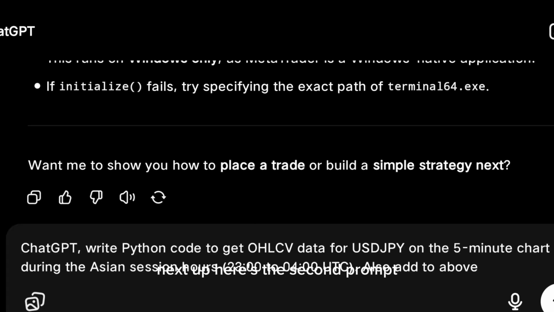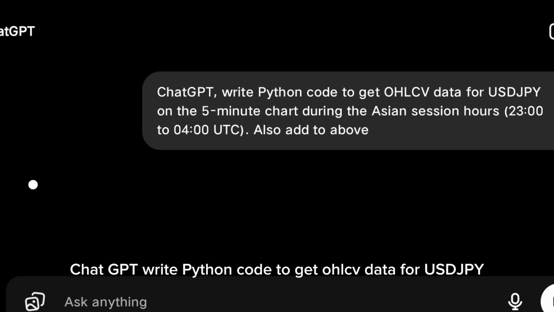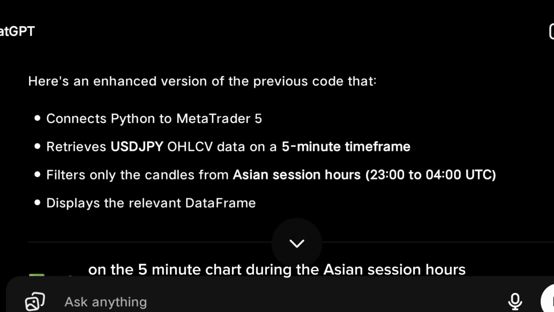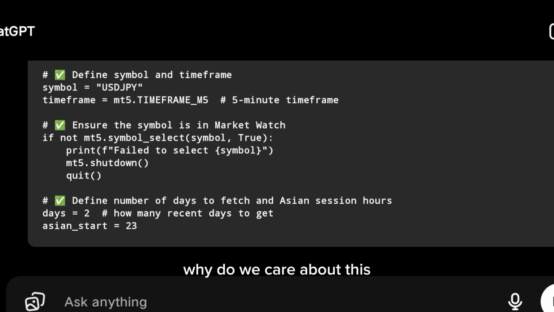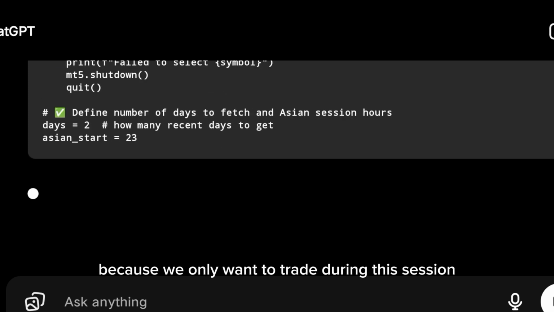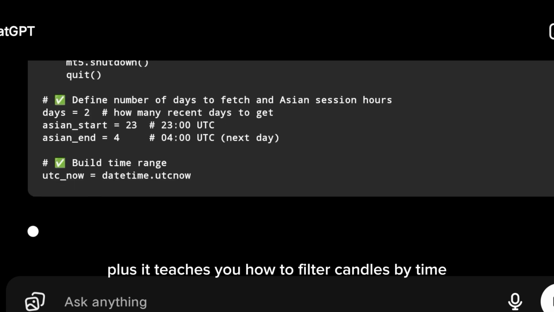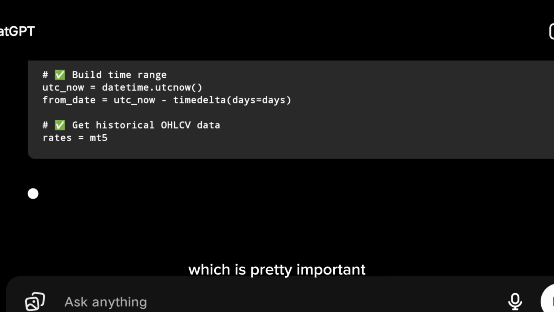Next up, here's the second prompt. ChatGPT, write Python code to get OHLCV data for USDJPY on the 5-minute chart during the Asian session hours. That's 2300 to 0400 UTC. Why do we care about this? Because we only want to trade during this session. Plus, it teaches you how to filter candles by time, which is pretty important.